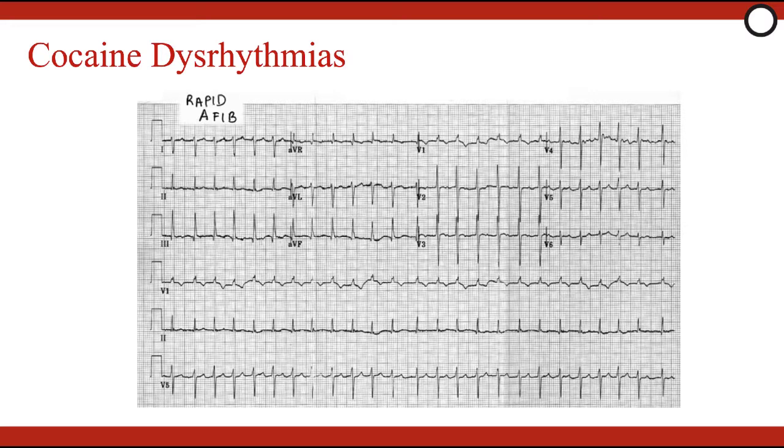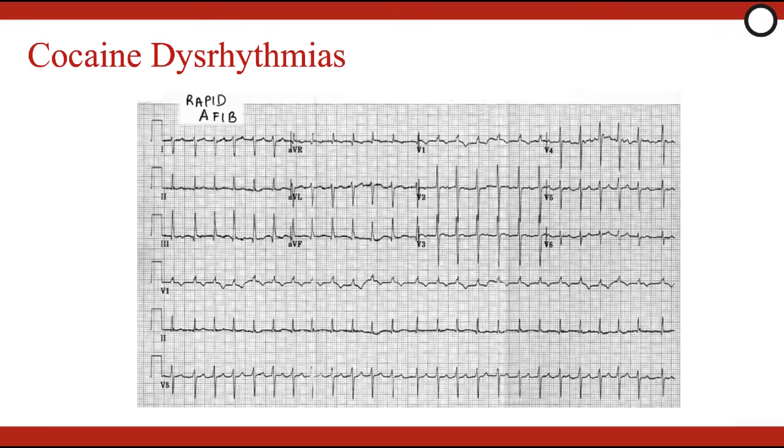Cocaine can also cause prolonged QT due to potassium channel blockade. This means these patients are at risk for torsades and VFib. If you are seeing ECG changes, consider using benzodiazepines to counteract the increased sympathetic outflow and prevent cardiovascular collapse.